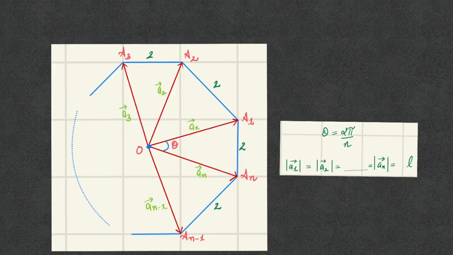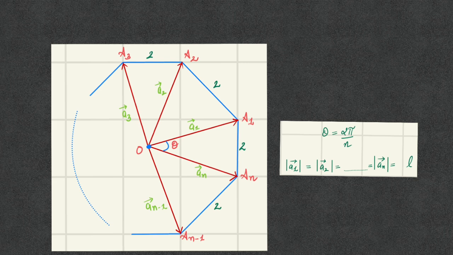Let this be an n-sided polygon. Here A1, A2, A3 and so on up to An minus 1 and An represent the vertices, and if we join the origin to the vertices we get respective vectors. If I join O to point A1, I get the A1 vector. From point O to A2 we get the A2 vector, and similarly from O to A3, the A3 vector, and so on. From O to An we get the An vector.